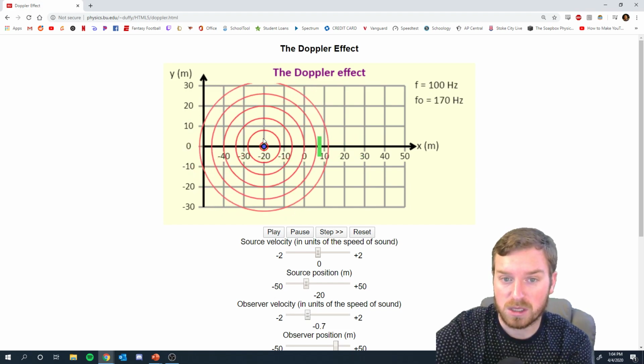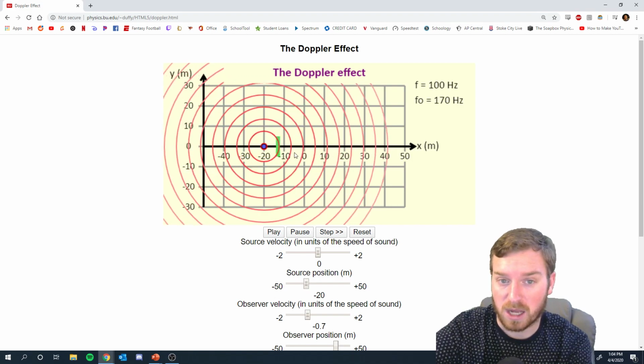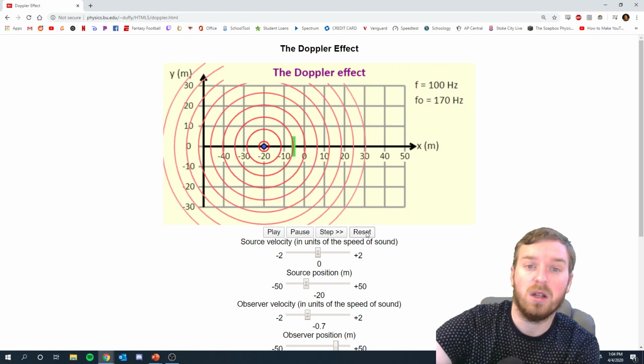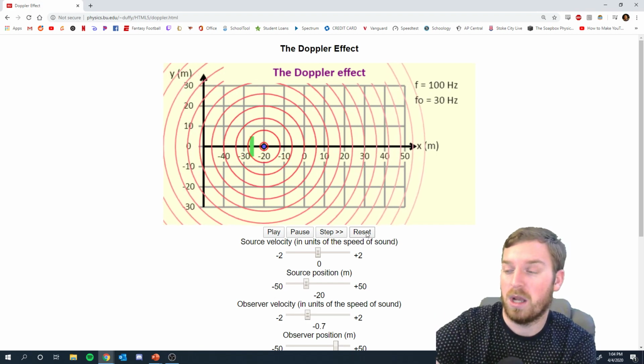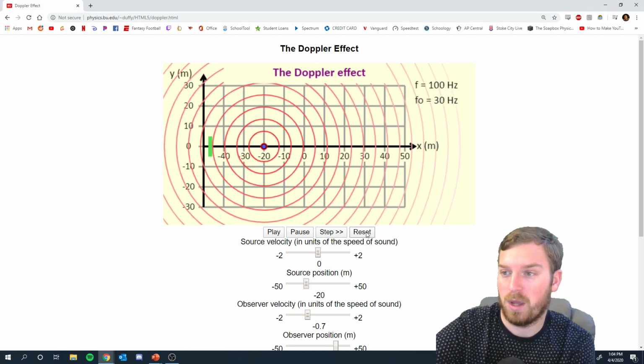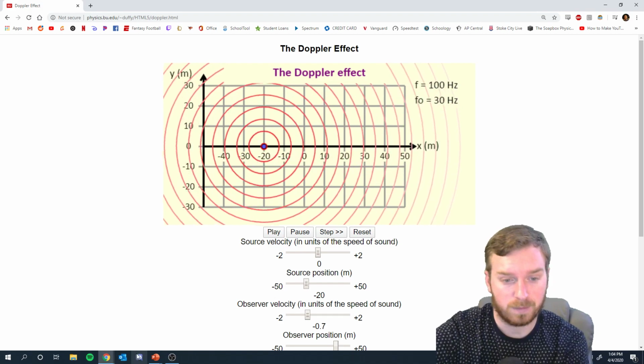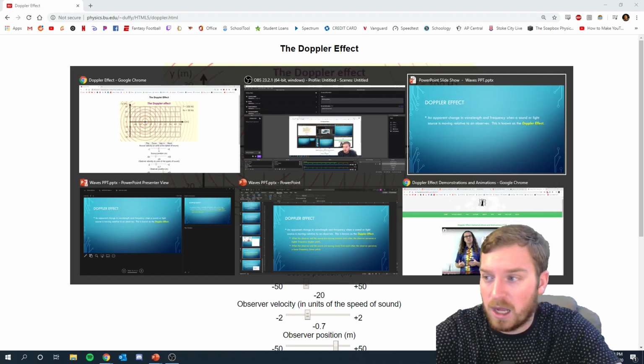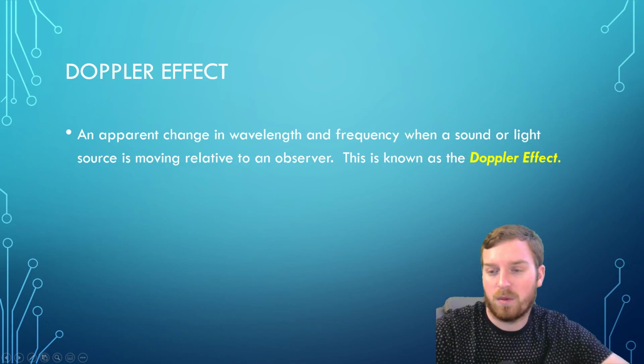So now if the source is stationary, the observer is still experiencing a higher frequency at this point and a lower frequency at this point. So now they would experience the exact same thing as it goes past. Okay? And so that is where we have this right here.